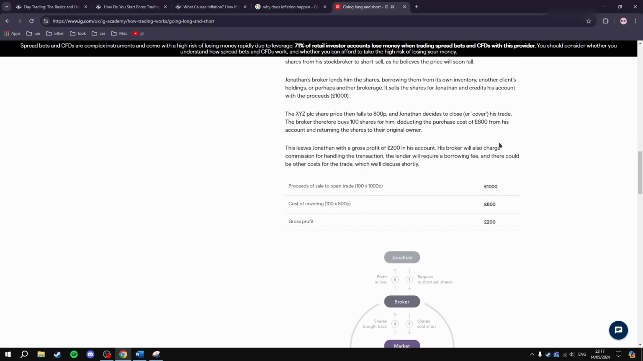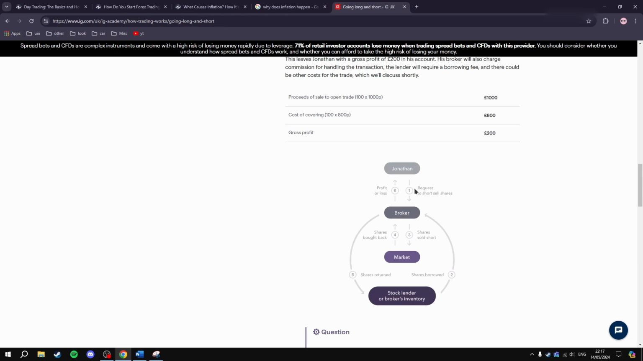Gross profit £200. Jonathan requests to stop. Lender, broker's inventory. Broker shares sold short, market shares bought back, broker shares returned, profit or loss to Jonathan.